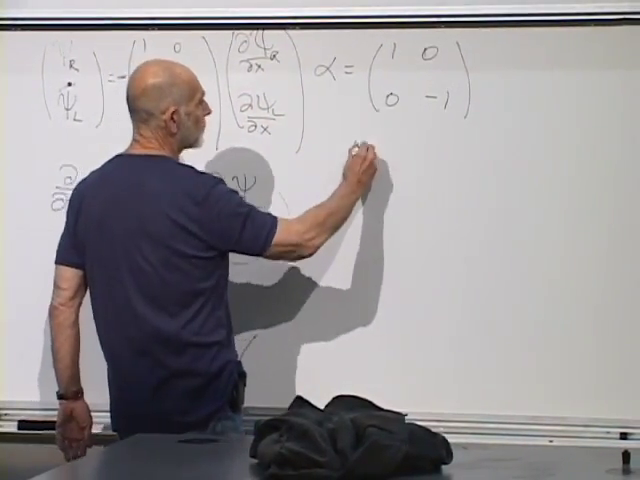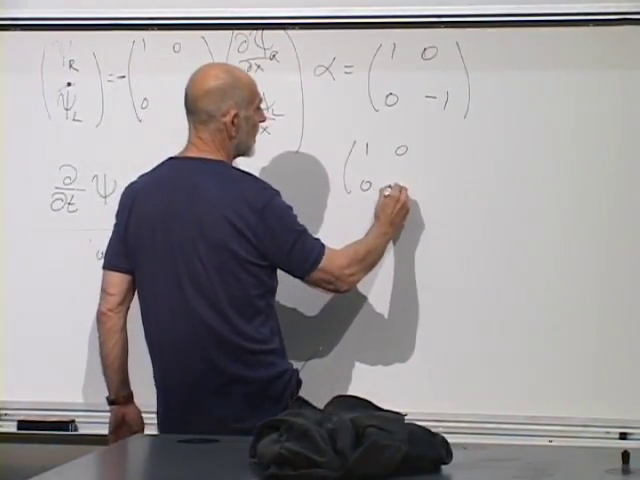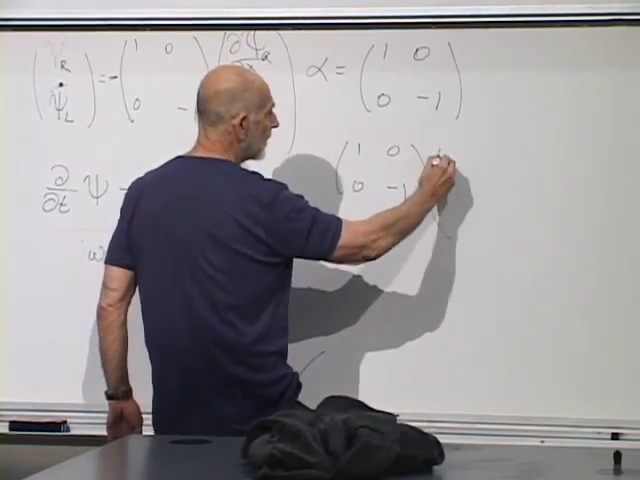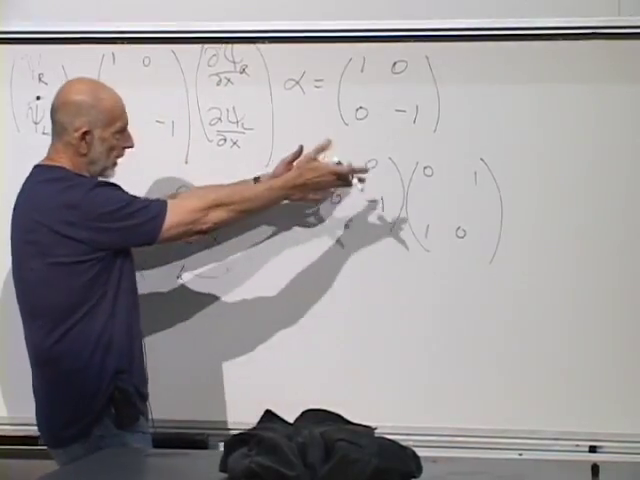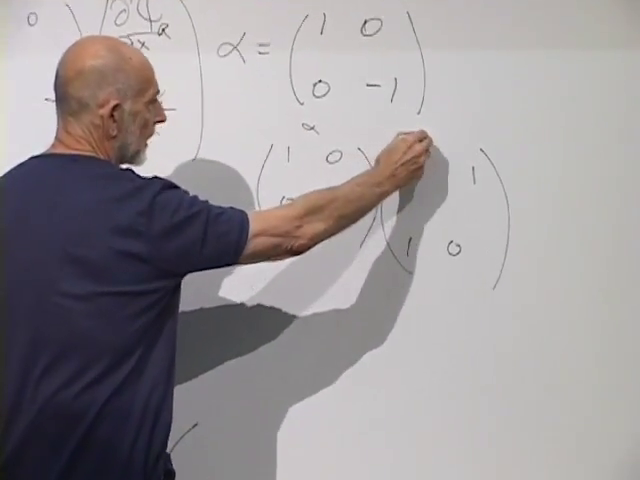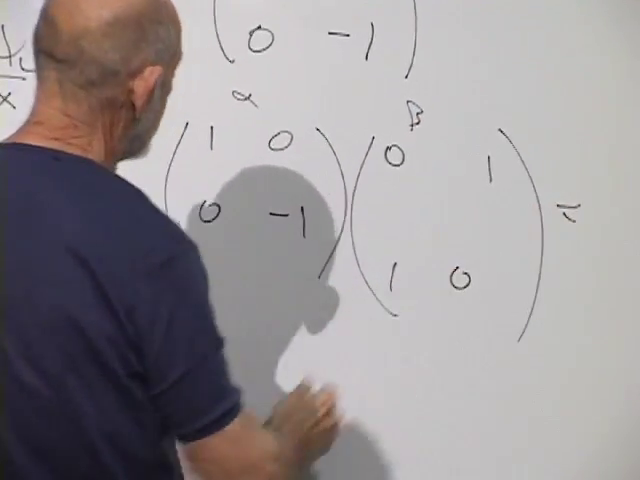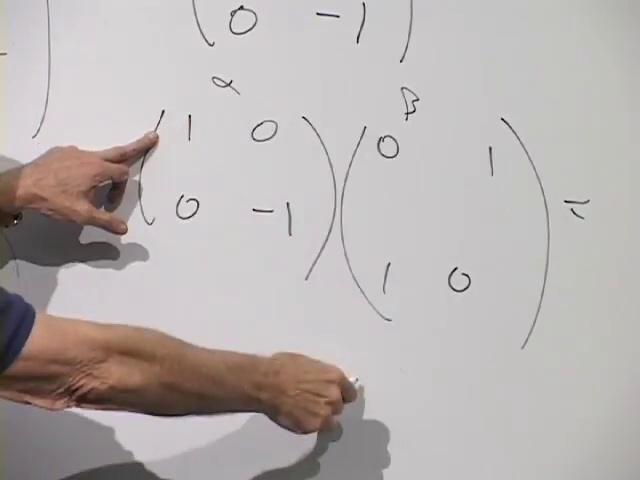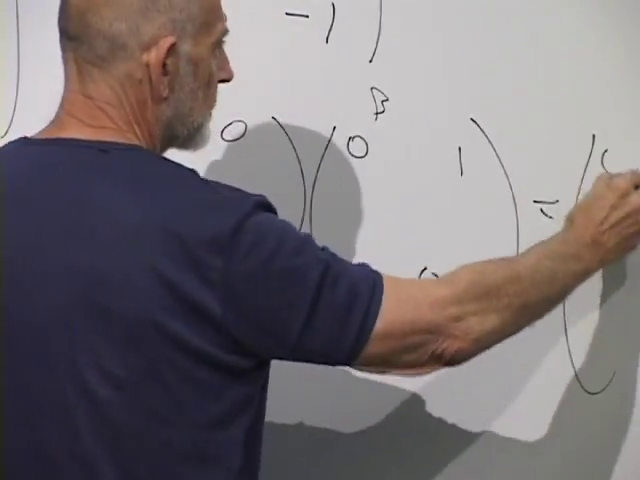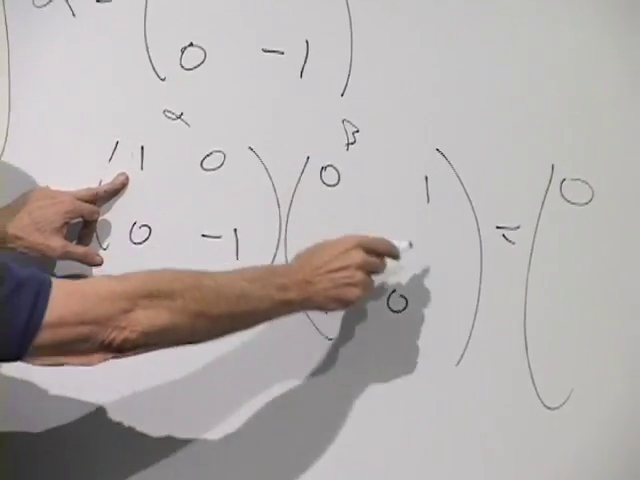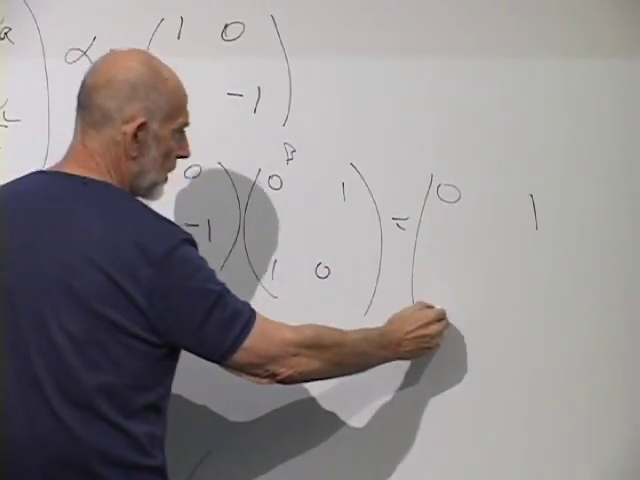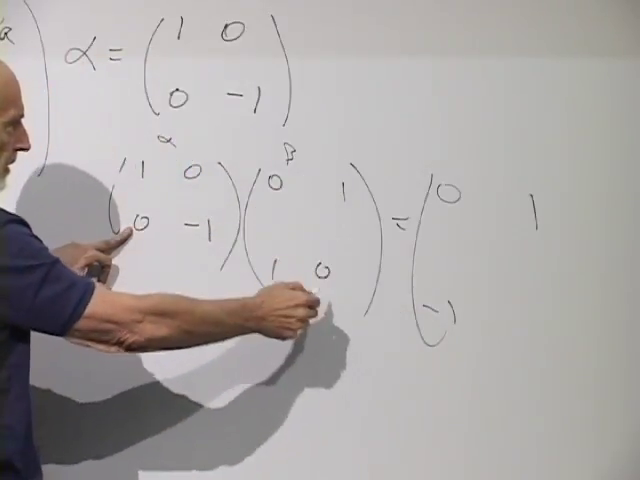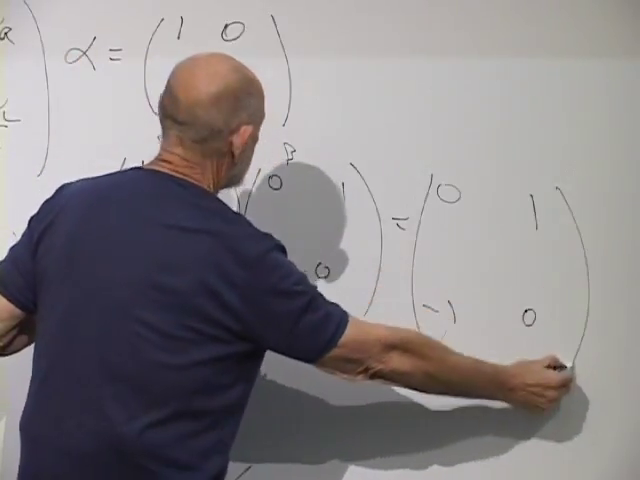Okay, alpha beta is [1, 0; 0, -1]. That's alpha. Beta is [0, 1; 1, 0]. This is alpha times beta. When I multiply these matrices, row times column, I get 0. This one times this one is 1. This one down here times this is minus 1. This times this is 0. So that's alpha times beta.